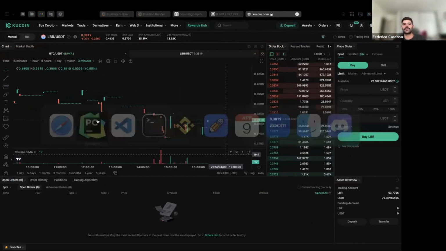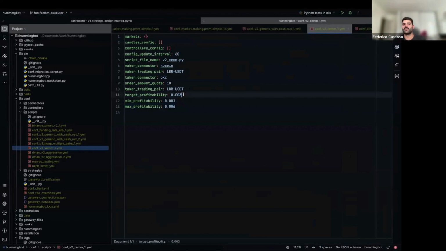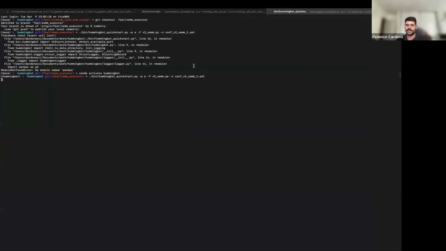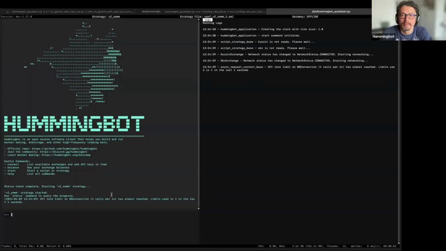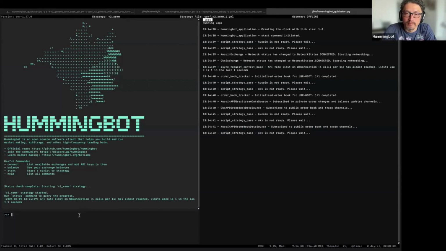So what we are going to define here is: okay, we are going to target a profitability of 0.3%. If the profitability goes below 0.1%, we are going to replace the order up to 0.3%. And if the order gets away to 0.6%, we're going to refresh it again too. So if I run this strategy, I just coded this component, I started last week, and yesterday I finished the basics and did my first arbitrage, so I was very happy.